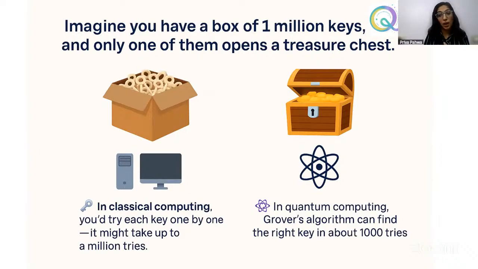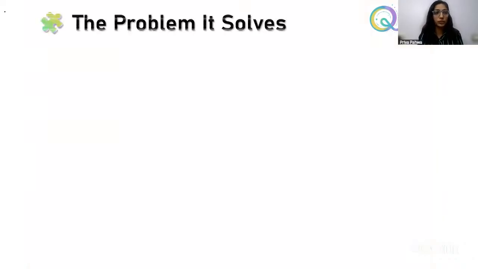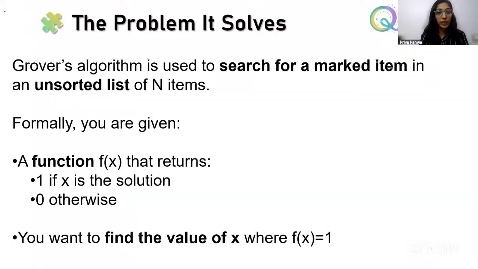But quantum gives me an upper hand. Grover's algorithm can help me find the right key in about just 1,000 tries if there's a million keys present. So this was the classical analogy which I gave you right now. Let's focus on what the actual problem is. It's the search algorithm, very famously called Grover's. It searches for a marked item in an unsorted list of n items.